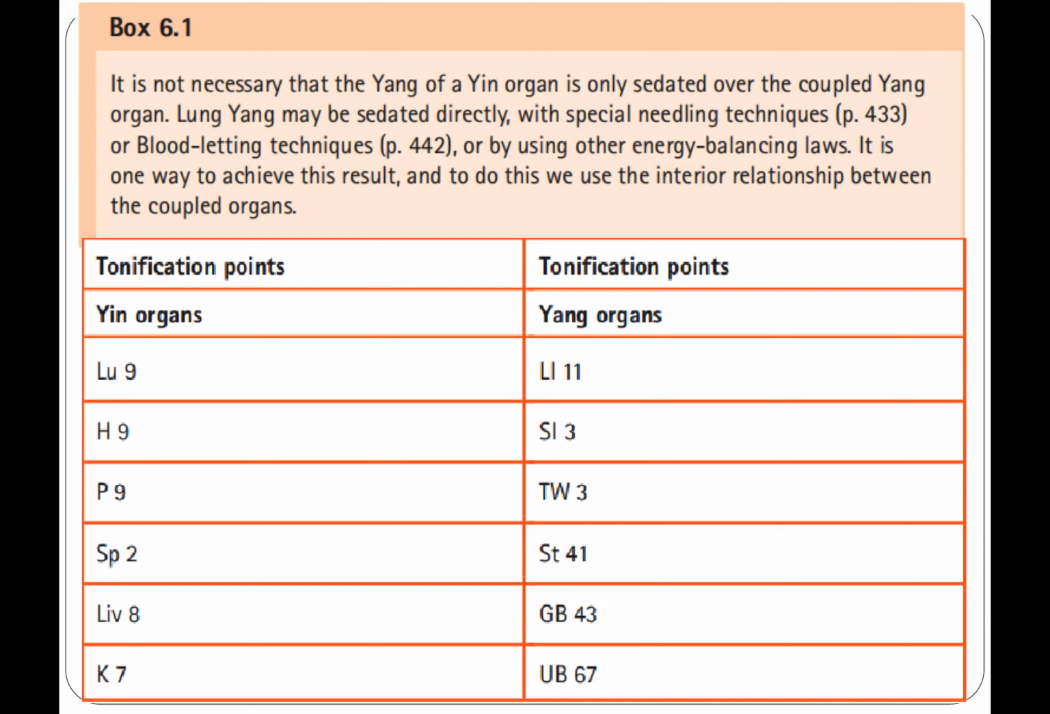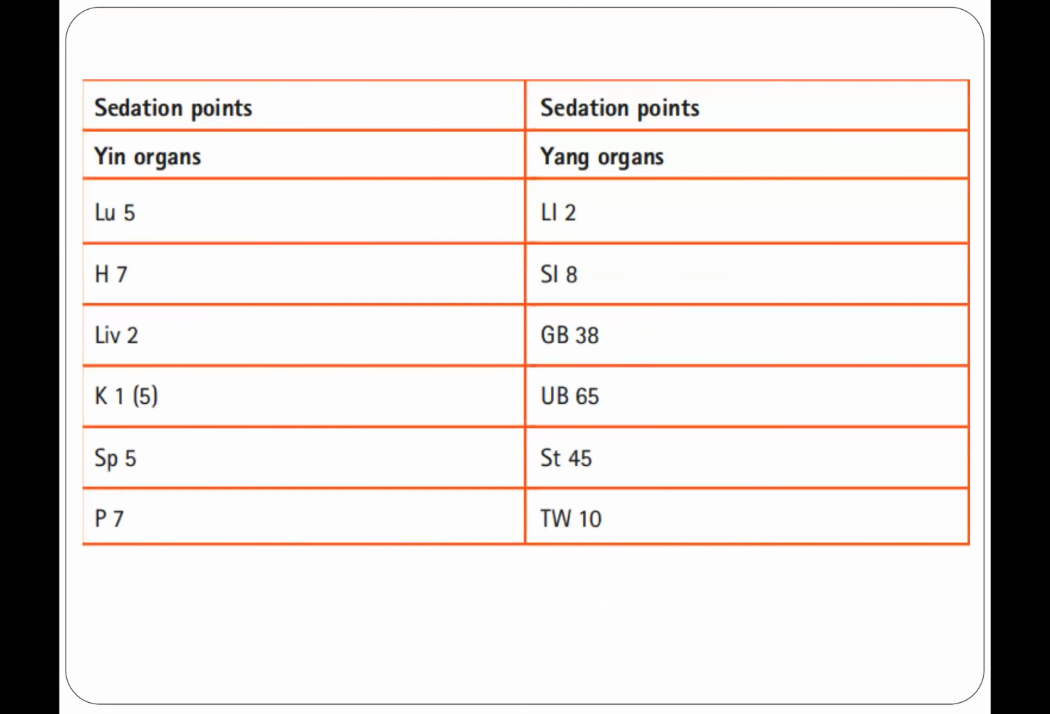Spleen 2, stomach 41 for the yang. Liver 8 for the yin, gallbladder 43 for the yang. Kidney 7 for the yin, urinary bladder for the yang. So, that means if you tonify one, you also tonify its partner organ, whichever one you use.